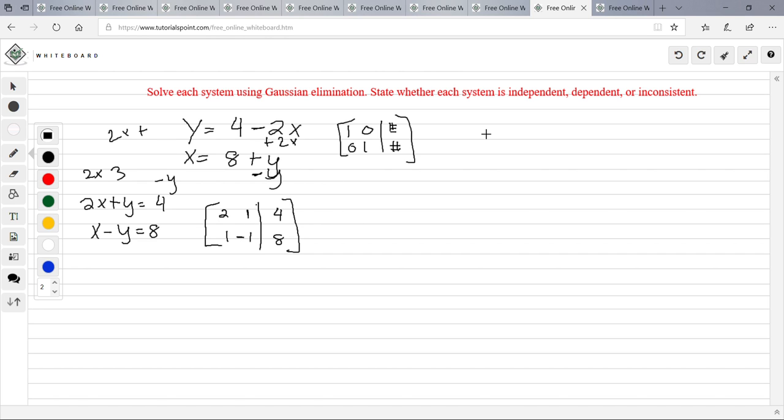So let me just tell you the steps. What I'm going to do is get all the constants and variables on one side. That was step 1. Get all constants on one side. And then what I'm going to do is put it in matrix form. I did that, right? Check.